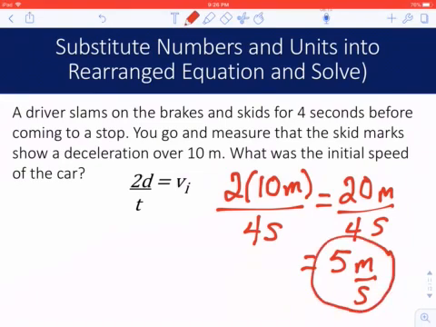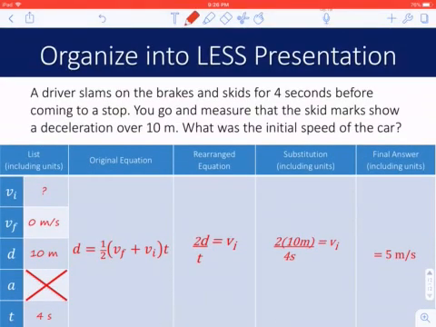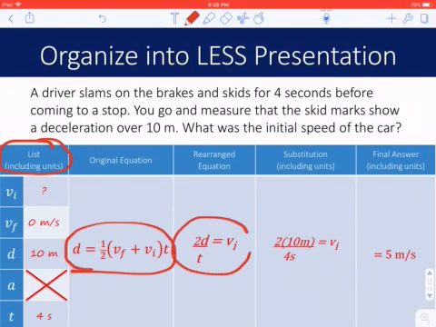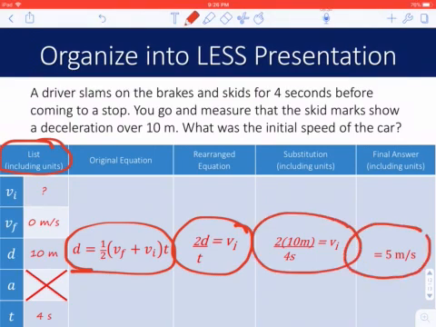So the last step we want to do is really show this in the LESS form. And that's what we see here. We have our original listing of the knowns and unknowns. We have the original equation we're using. We have the rearranged equation right here. We substitute with numbers and units. We get our final answer, including units.